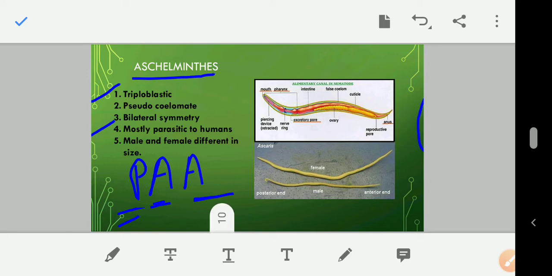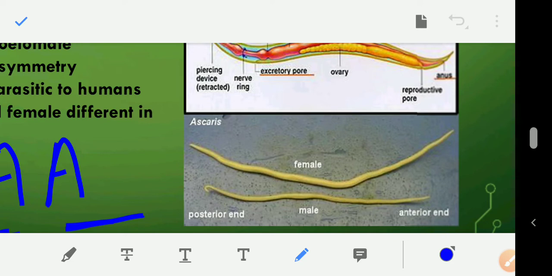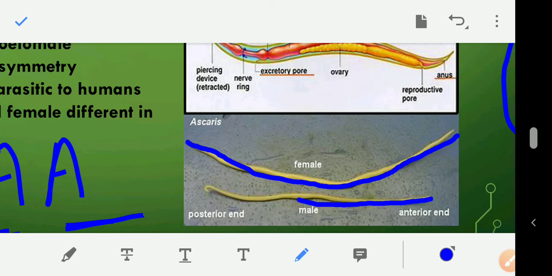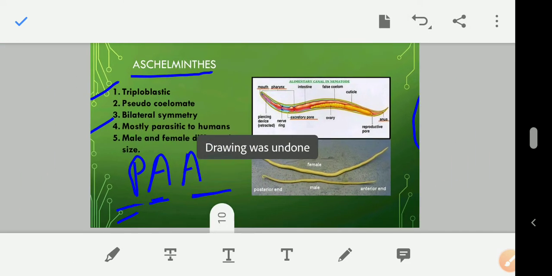In Aschelminthes, male and female are different, and we can identify male and female. Female is straight and male is little coiled at one end. Look here. Okay, so you can identify male and female easily.